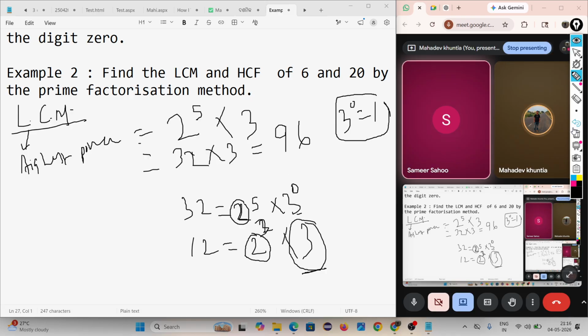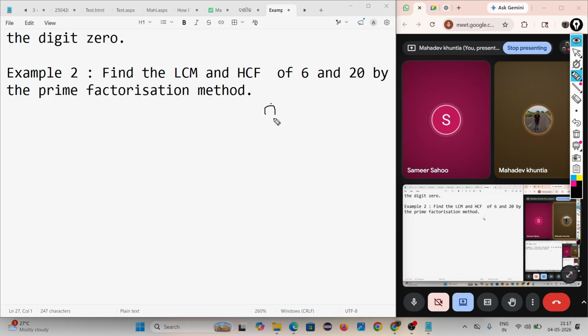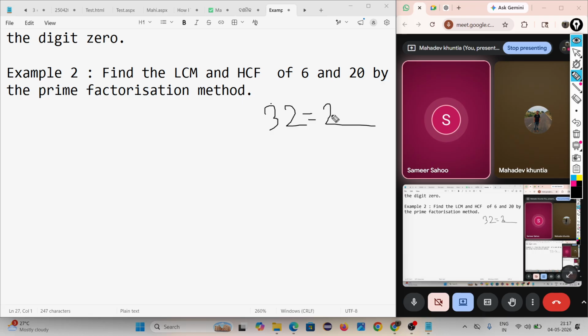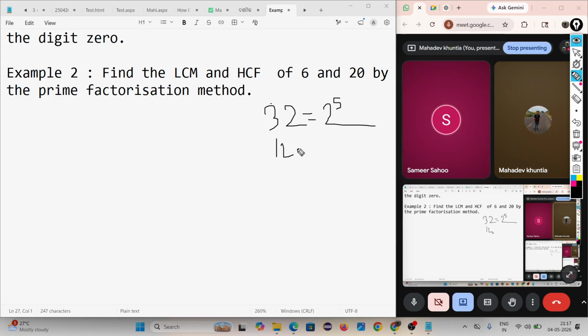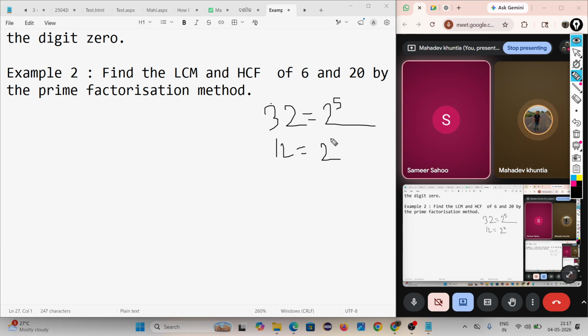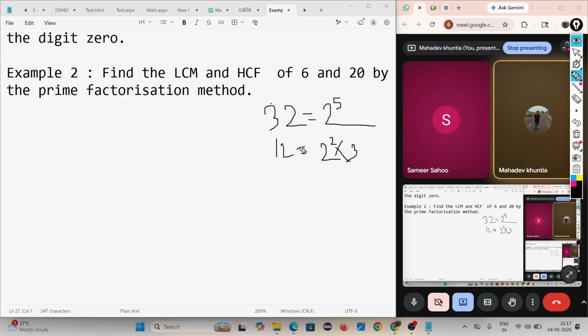First, find the factors by prime factorization method, which means convert the composite number into a product of prime numbers. After finding the prime factorization, look which term is missing. Here 2 is present in both, but here 3 is missing. So write down 3 raised to the power 0.